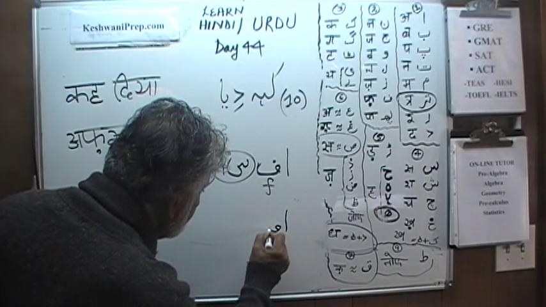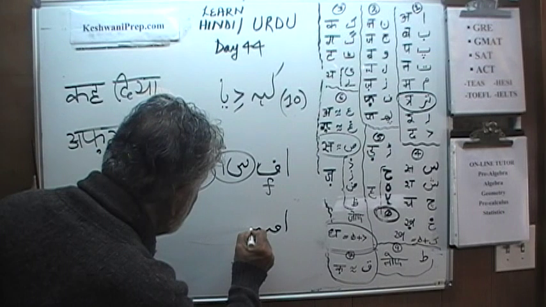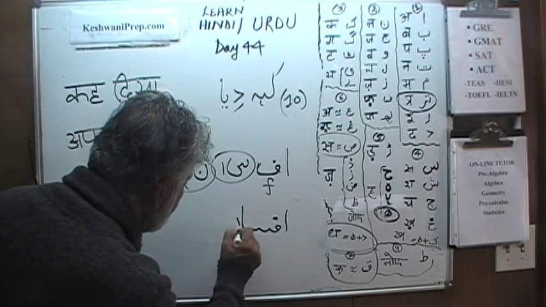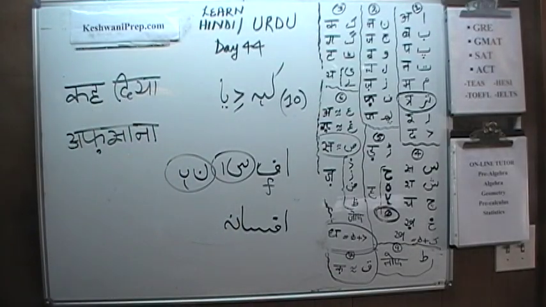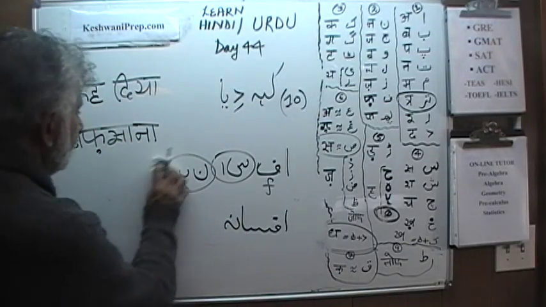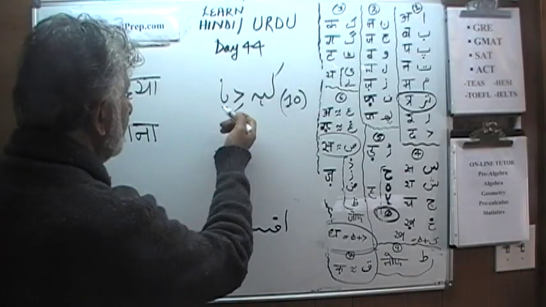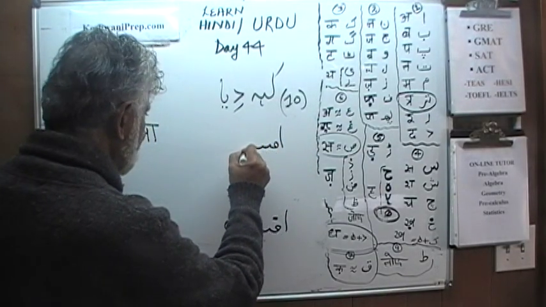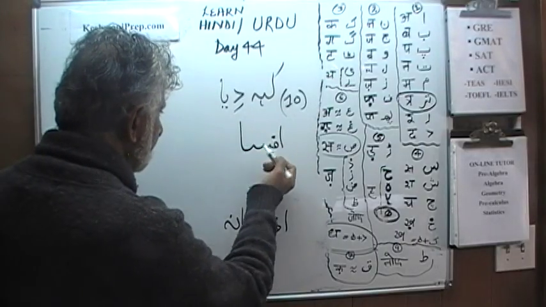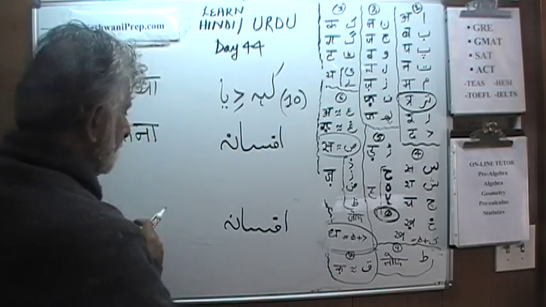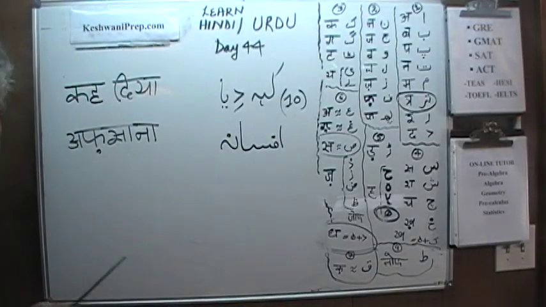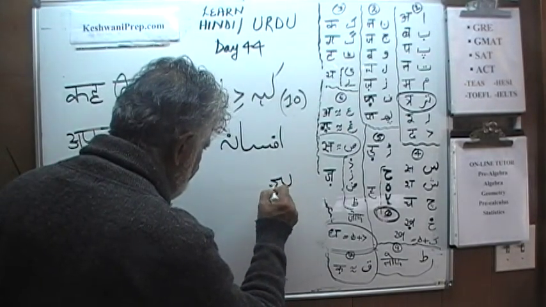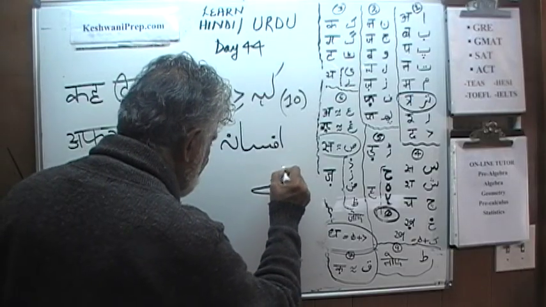A, for, so. We need another loop for alif, of, sa, and then na. There we go. That's exactly what it is. Keh diya afsana. And the last word is tujhe, which we just did a second ago, so we're not going to spend time on it. Tujhe, ta, jo, and badi hai, tujhe.